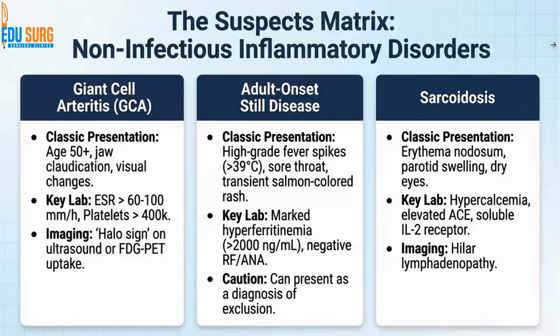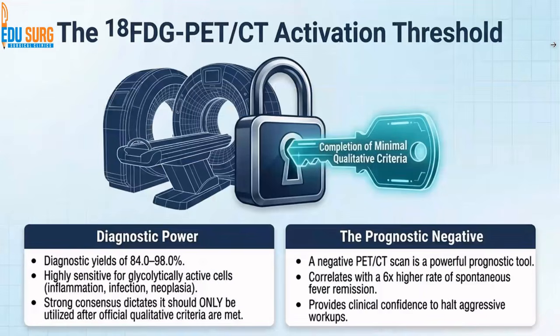Coming to sarcoidosis, we know the erythema nodosum, swelling in the parotid, usually bilateral, dry eyes, and hilar lymphadenopathy on chest imaging is very common. Important laboratory parameters here are hypercalcemia and elevated ACE levels that we routinely check if we want to rule out sarcoidosis in patients with bulky adenopathy.